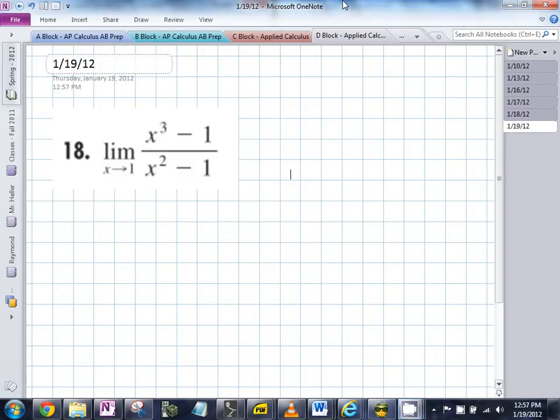Then you try to see if you can simplify, and the primary way to simplify is by factoring this. So you need to know, first of all, what's the easiest thing to factor here? We want to factor this thing. So what does that turn into? What's the bottom turn into? X minus 1. Correct. X plus 1 times x minus 1.